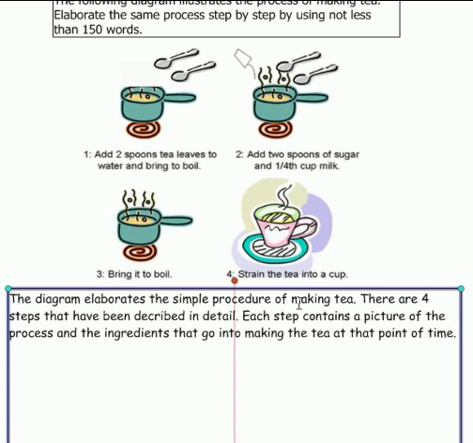The diagram elaborates the simple procedure of making tea. There are 4 steps that have been described in detail. Each step contains a picture of the process and the ingredients that go into making the tea at that point of time. So let's just go ahead and count the number of words which we've used till now. 1, 2, 3, 4, 5, 6, 7, 8, 9, 10, 11, 12, 13, 14, 15, 16, 17, 18, 19, 20. So approximately 25 till here, 30 till here, 35 and 40. So there are 40 words in our introduction.